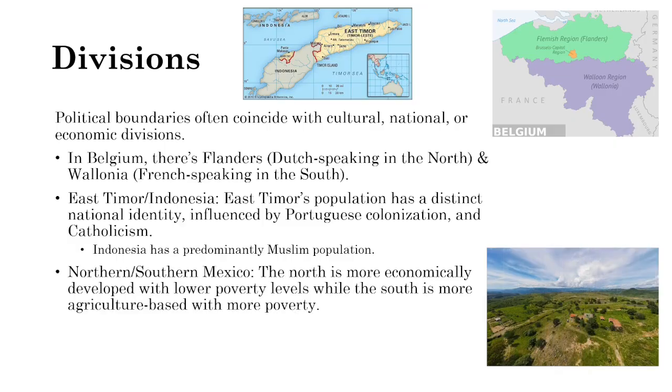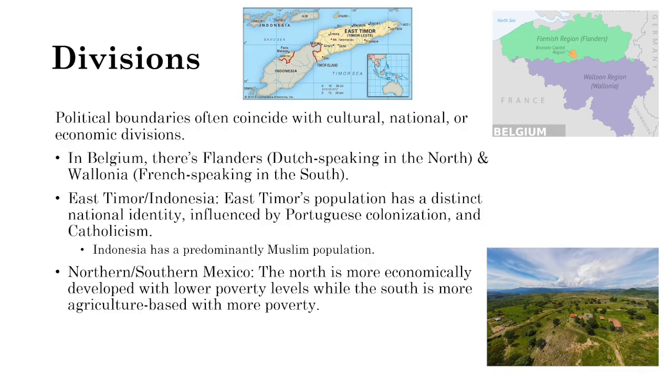North and South Mexico, within the country, the north is more economically developed with lower poverty levels, more urban areas, more industrialization and manufacturing, while the south is more agriculture based with more poverty, lower incomes, less infrastructure. You get the gist here. So we're seeing economic divisions between North and Southern Mexico. If we actually look at Mexico and the United States, the United States is of course way more developed than Mexico, so that national boundary shows economic divisions as well.